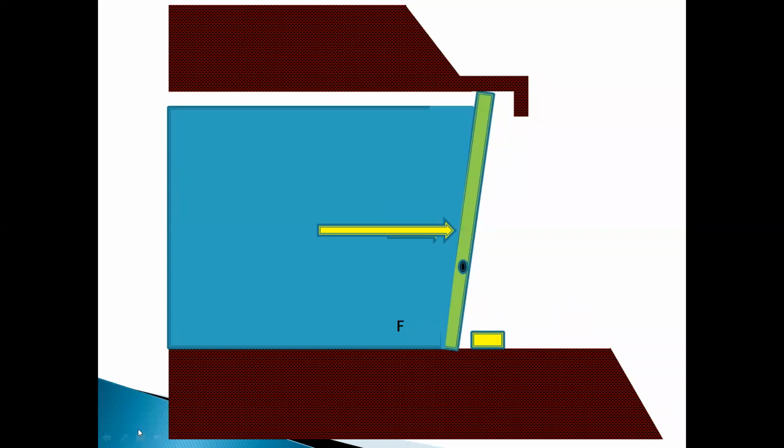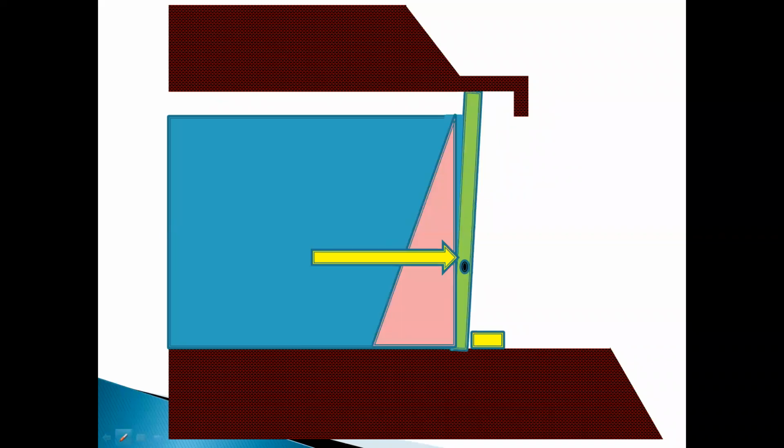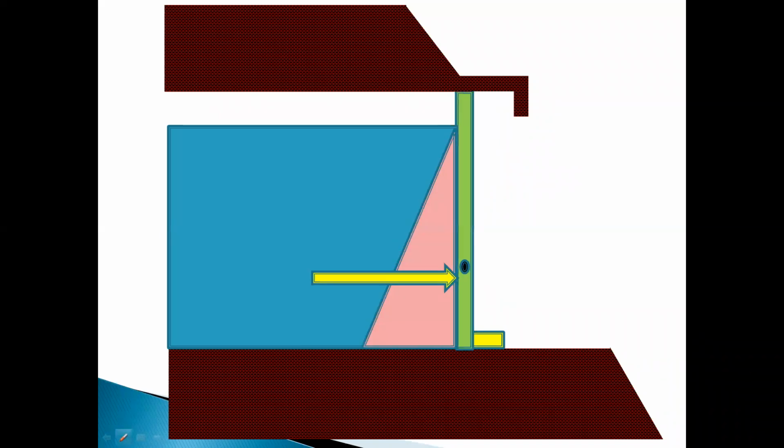So here I just want to show what is the uniformly varying load. Okay, so uniformly varying load. So at this point, you have the maximum intensity of the pressure. At the free surface, we have the zero intensity. So this is the distribution, okay, across the depth.